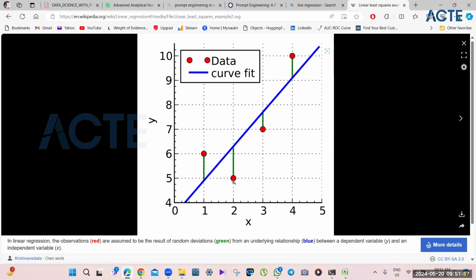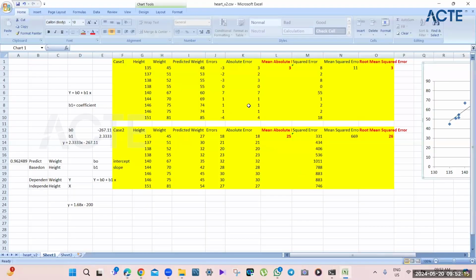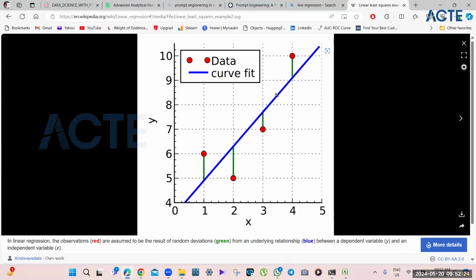You getting my point? How much they differ, how much distance they have, that is your error. Sometimes the error will be positive, sometimes negative, exactly like we were getting. Sometimes the error is zero. That means that particular point is probably on the line. Otherwise, the error is positive or negative.